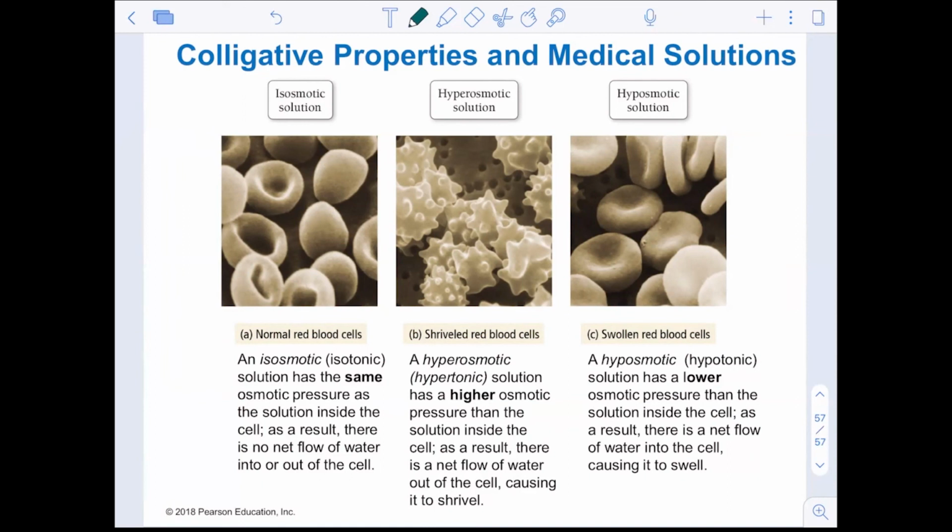When we see shriveled red blood cells, like the picture in the middle, it's because there is higher osmotic pressure in the solution outside the cell than inside the cell, okay? So as a result, there is a net flow of water out of the cell, causing it to shrivel. And then the hyposmotic solution is when water would be driving into the cell and causing some of these cells to swell up and to look like bloated donuts instead of just normal everyday donuts.